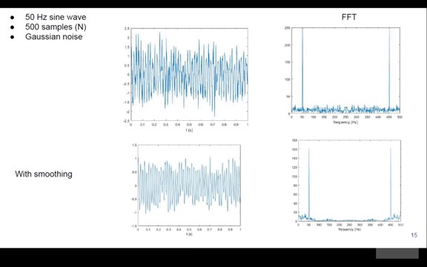Does that happen with noise? Is that a common thing, that it mirrors itself? Yep, it'll just repeat, and if we were to keep looking at higher frequencies, we'd just see this repetition.